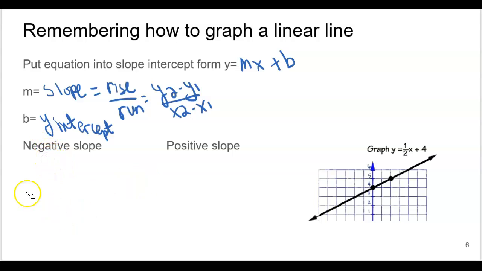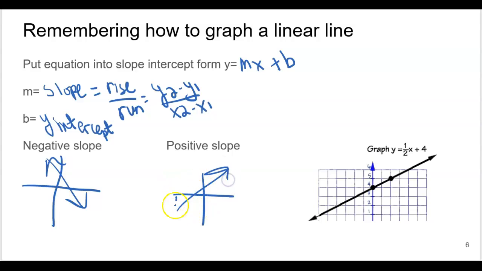A negative slope looks something like going in that direction. A positive slope means it's going in this direction. So now let's take the time to look at this graph. I see that it got my y-intercept of 4. So that's where it got that 4.